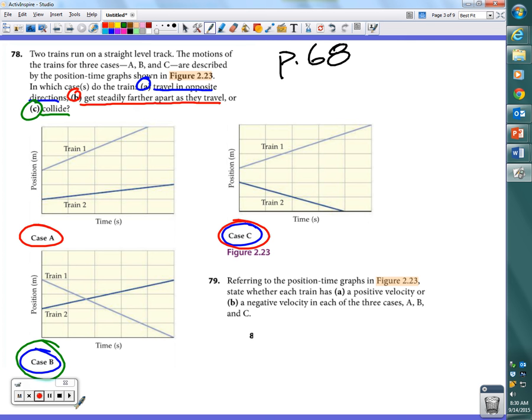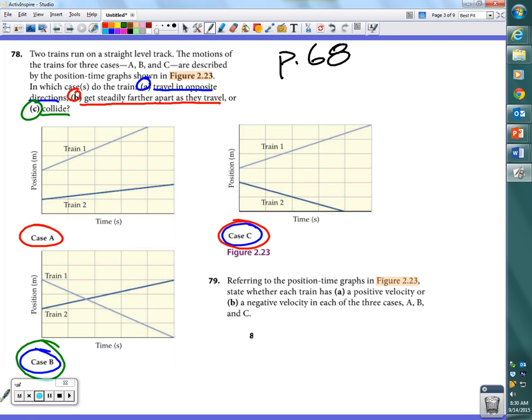What should we be looking for here? Steady slope. Not necessarily both positive. Here in part A, they are getting farther apart, right? Because train 1's slope is greater than train 2's, so it's traveling faster, but they're traveling in the same direction.